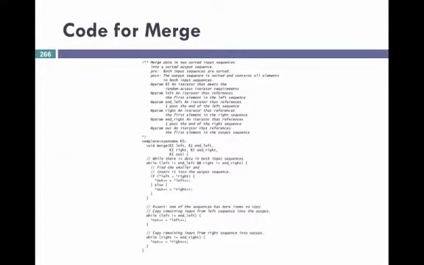Here's the code for a merge. We have left and right end iterators, and we have an output iterator. And here's the basic idea: we find the smaller value and we insert it into the output sequence. And then we copy whatever's left over.